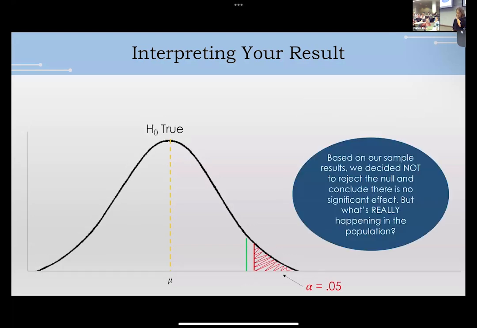Now, how do we interpret the result? Well, what we're saying is, based on our sample, we're deciding not to reject the null and conclude that there's something going on, meaning we don't have sufficient evidence. I used this analogy yesterday. Can I use it? So we use this analogy that actually ended up working all the way through. I'm obsessed with all things sushi and sashimi. I could eat it every day for the rest of my life.